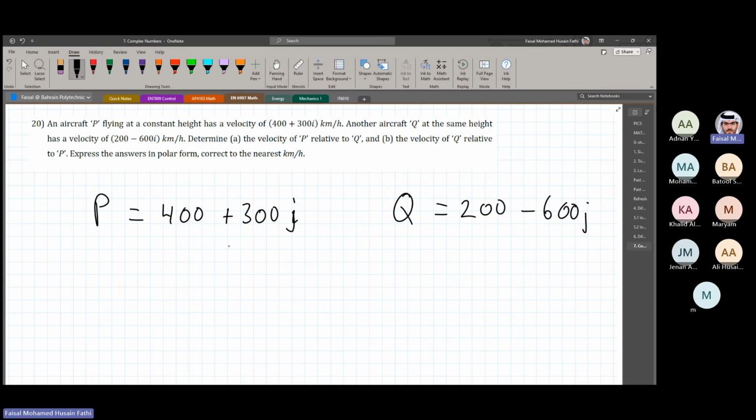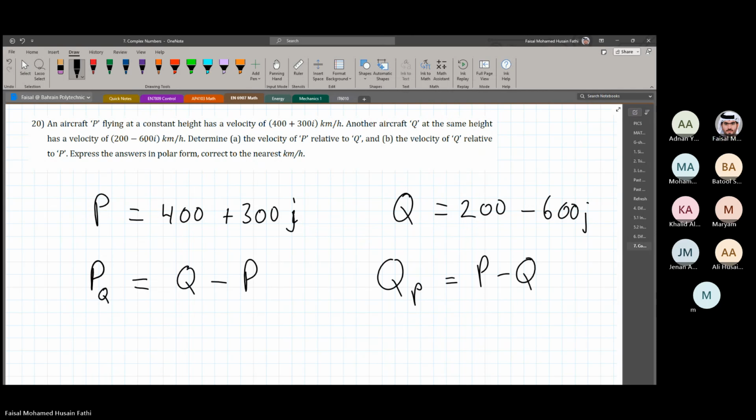All you do to find relative velocity, the velocity of P relative to Q, is Q minus P, because Q is your standard. So P relative to Q. Q relative to P is P minus Q. That's it. And they want it in polar form. Let me just double check I did not do this backwards, but I am 90% sure this is how it is.